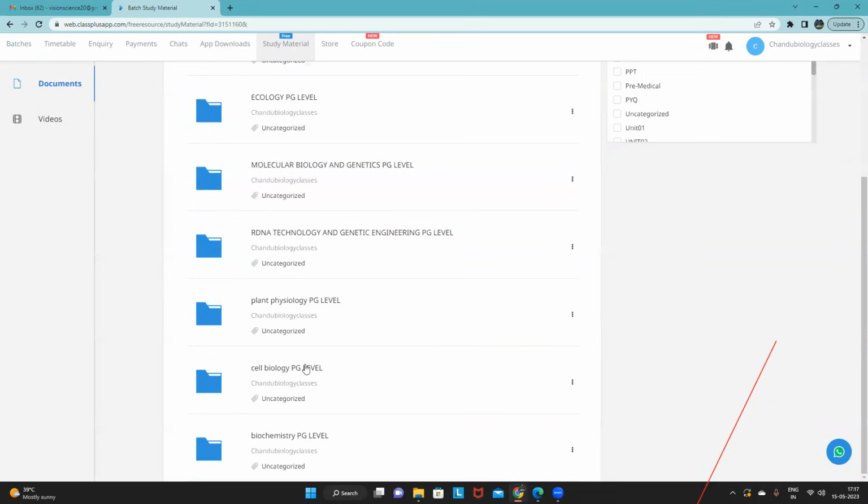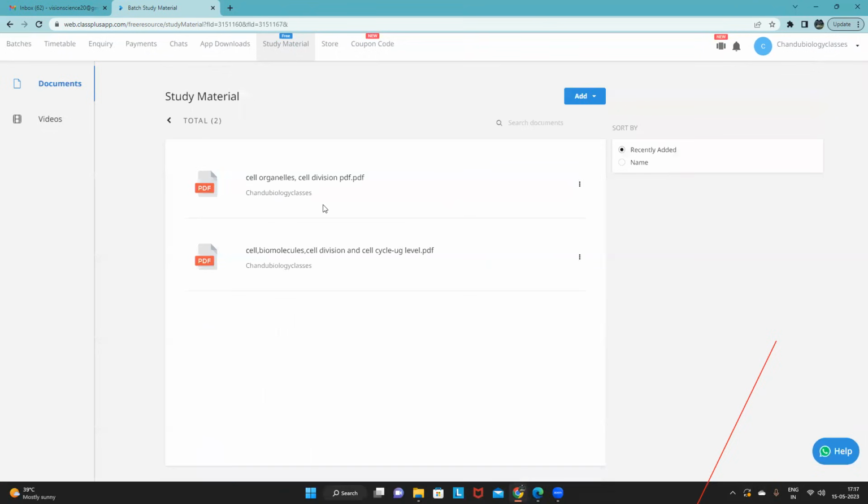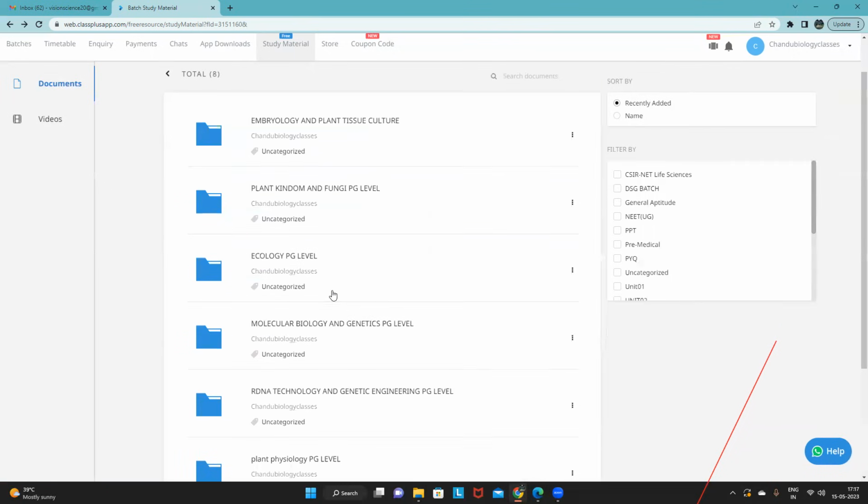Whenever you are reading the enzyme and its kinetics, you have to go to cell biology. In the cell biology, there is a biomolecules PDF. Read in the biomolecules PDF, you will get the lipid chemistry also, enzymes chemistry also. You can't get the lipid metabolism. You can't get it because that is the PG syllabus. I read the PPT for that. So lipid metabolism, read the PPT. Lipid chemistry, enzyme and its kinetics, read this biomolecules. Not to get confused with that.